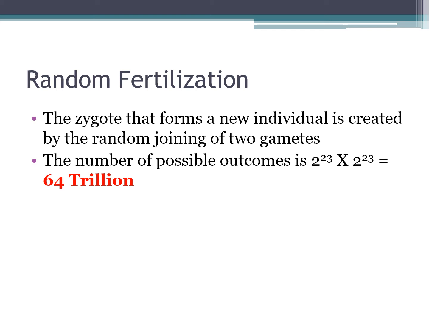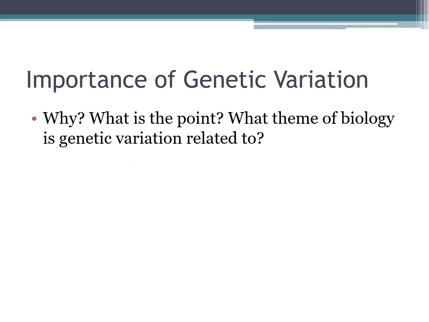So the number of possible outcomes, 64 trillion, based on the different gametes that can be formed in terms of the arrangement of the chromosomes. So it's a lot of different possibilities, and you're you.